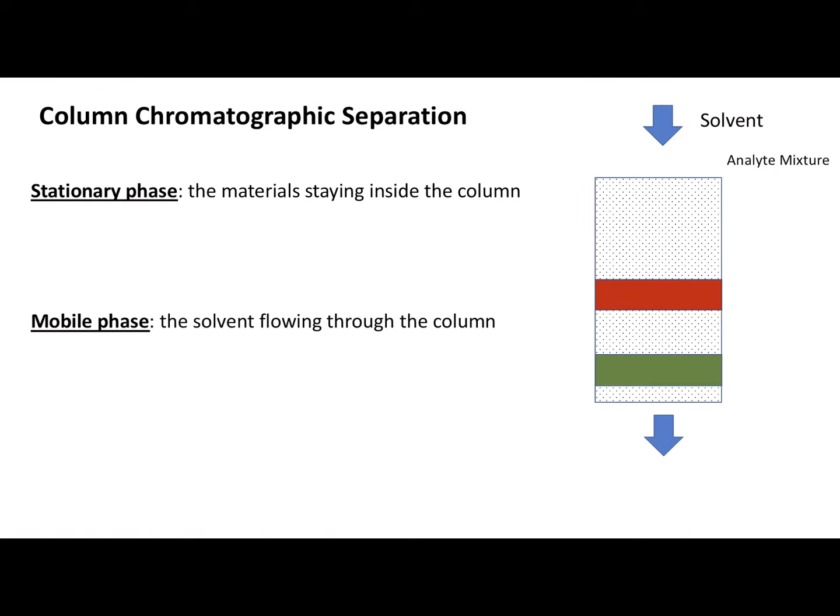Because different species have different migration rates due to their interactions with the stationary phase, the different analytes inside the analyte mixture will be separated into different bands. In this case, I'm using a mixture of two components, red and green, as my example. The green band moves faster than the red band. Therefore, the green component is separated from the red component. The separation process of two analyte bands inside a column is called column chromatographic separation.